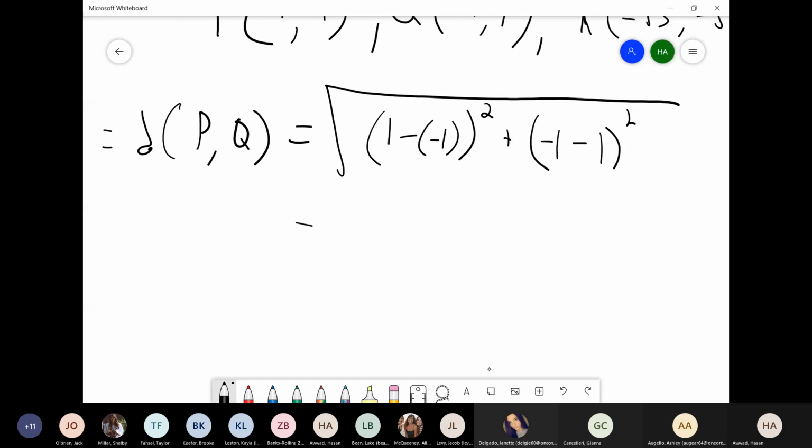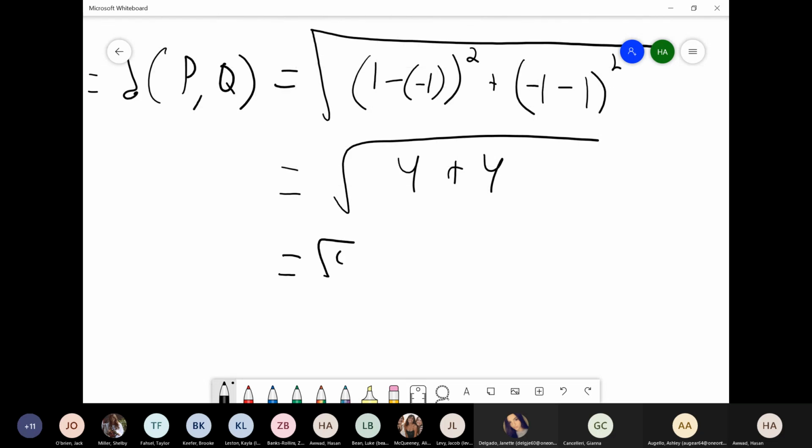Okay, so simplifying this down, we have 1 minus a -1, which is the same thing as 1 plus 1, right? So we get 2 squared, and 2 squared is just 4. So we have the square root of 4 plus, and now we have -1 minus 1, so it's becoming more negative. So it's -2, which is also being squared. So -2 squared is the same thing as 2 squared. We get 4 again. So we get 4 here. And so we know that we get square root of 8.